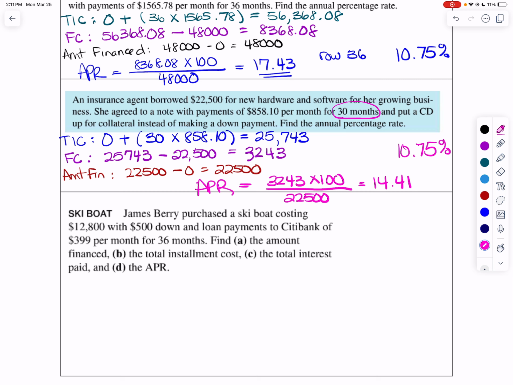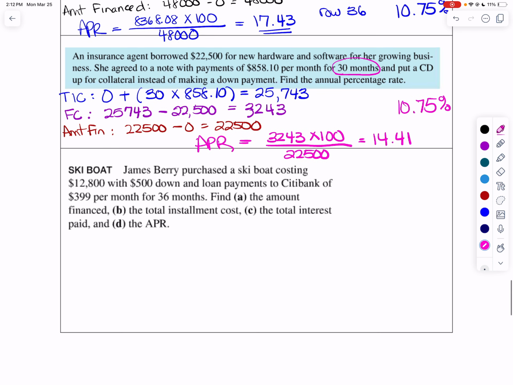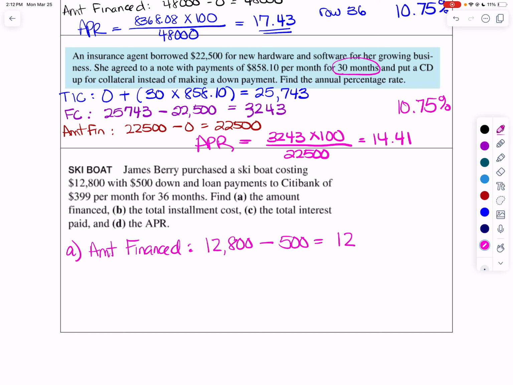Okay? All right, the last one is we're looking at a ski boat. $12,800. They do a $500 down payment. They have $399 a month for 36 months. Okay, so let's do part A. This one is asking for the amount financed. So the amount financed is the $12,800 minus the down payment of $500. So $12,300 is the amount financed.